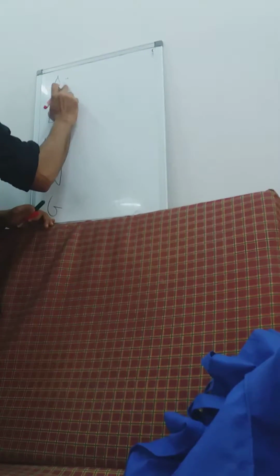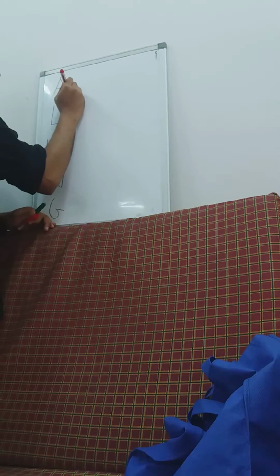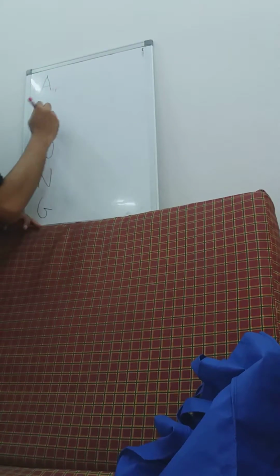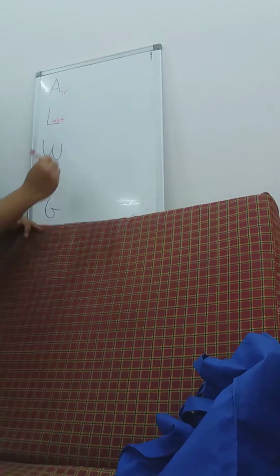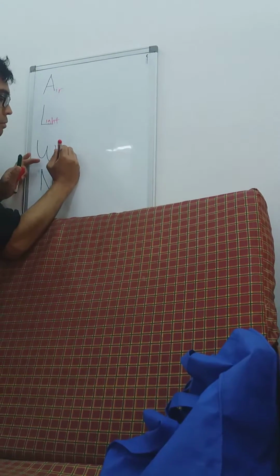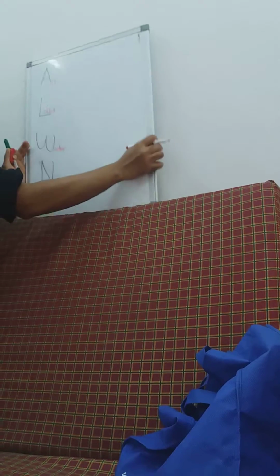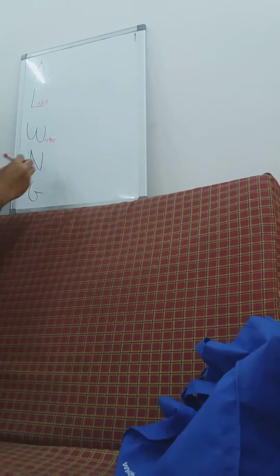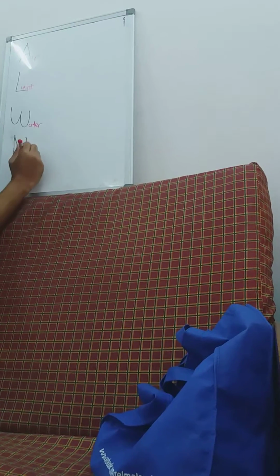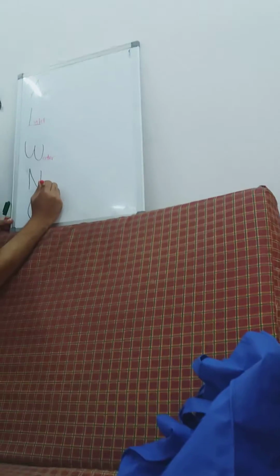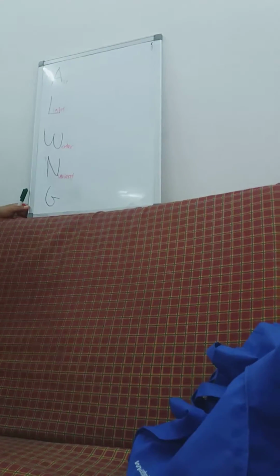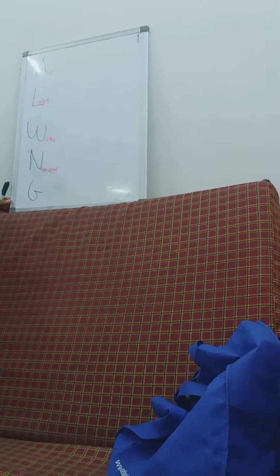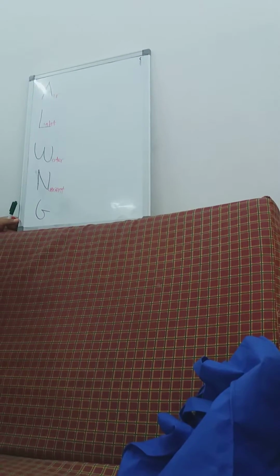Air. L is for what? Light. W? Water. And? Nitrogen. Nutrient. One more. G? Gas. A already has air. G? What? Gravity.